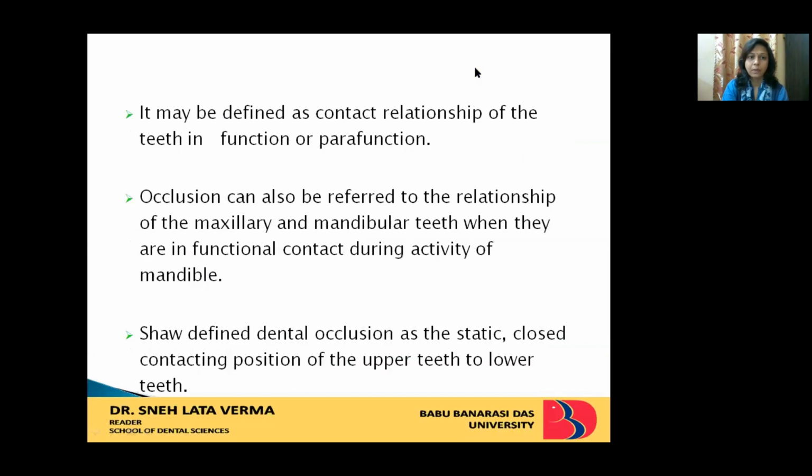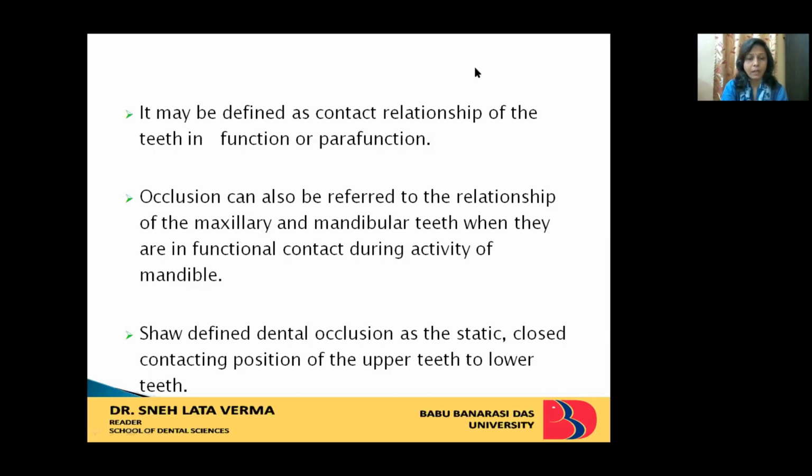It may be defined as the contact relationship of the teeth in function or parafunction. It can also be referred to as the relationship of the maxillary and mandibular teeth when they are in functional contact during activity of the mandible. Shaw defined dental occlusion as the static closed contacting position of the upper teeth to the lower teeth. So these are the various simpler definitions given by different authors.